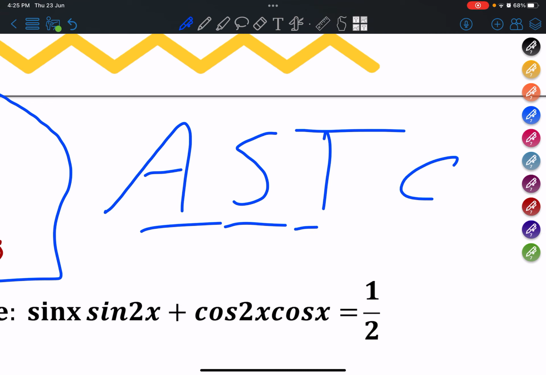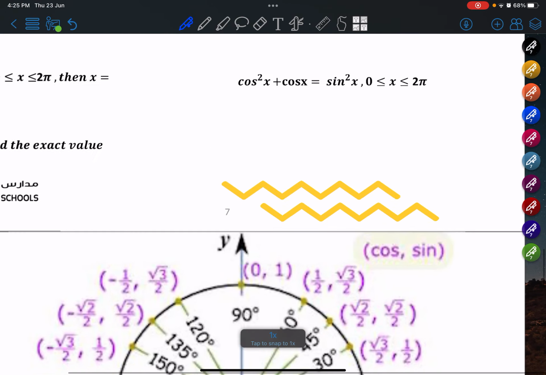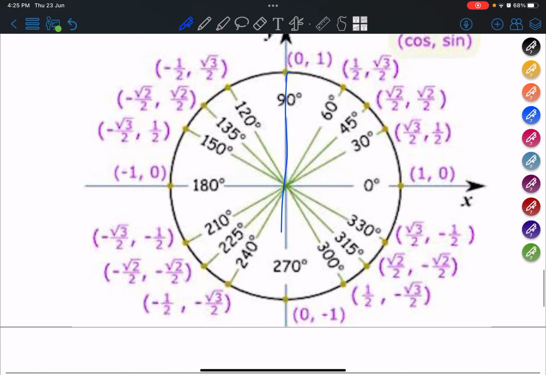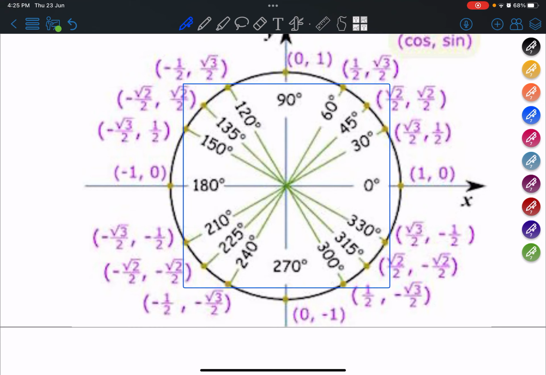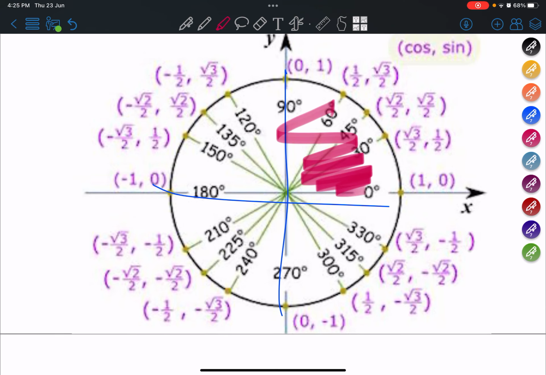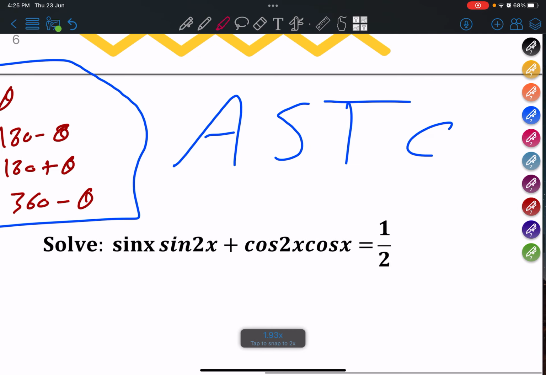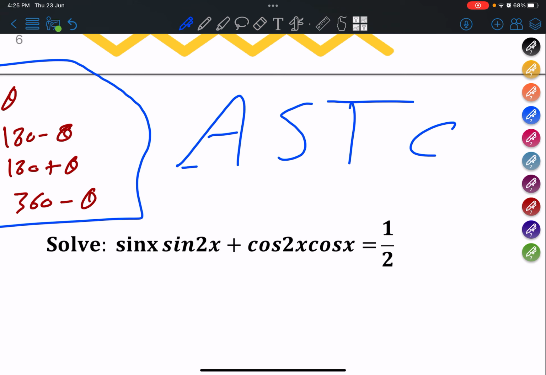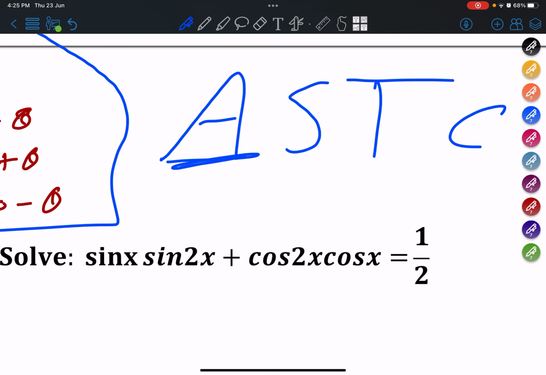ASTC, which is all students take calculus if we want to memorize it. This is basically saying that in the first quadrant, so as we see here in the unit circle, it is divided in four sections. And we call these four sections quadrants. So this is the first quadrant, this is the second quadrant, this is the third quadrant, and this is the fourth quadrant, okay? So here, what does A mean? It means that in the first quadrant, all trig functions are positive. So sine, cosine, tan, cotan, sec, like all of the trig functions with their reciprocals.